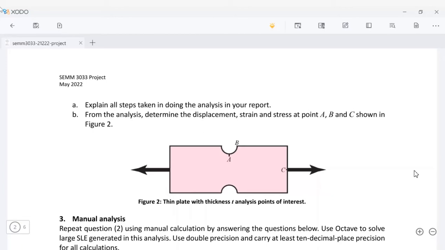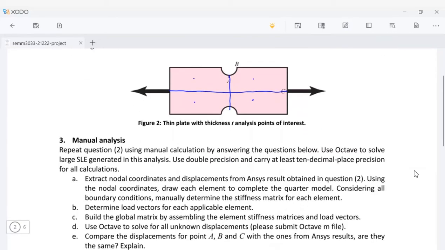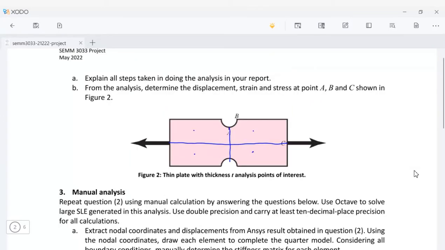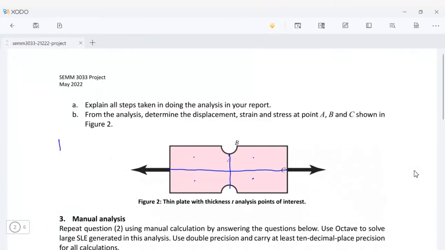So maybe you cut it in half, and you cut it in half again. So you might want to use one of the quarter models. You can use this one, this one, this one, or this one. But the boundary conditions must be appropriate to this model. Okay, next is manual analysis. Remember that for this, we need to have 12 CST elements.